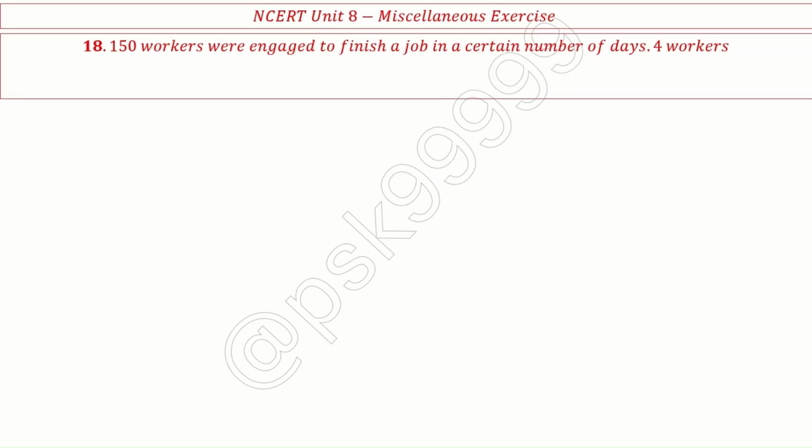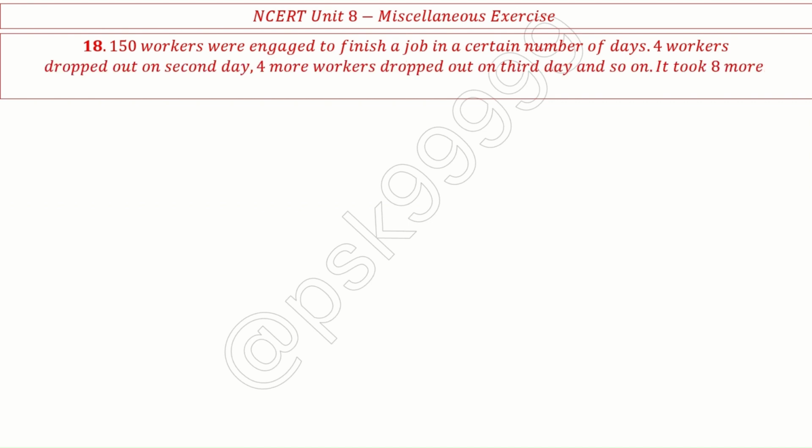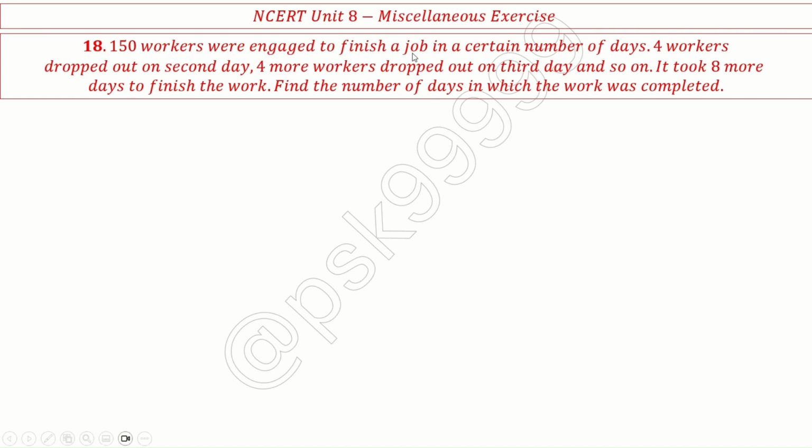150 workers are engaged to finish a job in a certain number of days. 4 workers dropped out on the second day, four more dropped out on the third day, and so on. It took 8 more days to finish. If 150 workers worked together, they would finish in n number of days. But if 4 workers are dropped every day, then it took n plus 8 days. This is what you need to understand from the question. Find the number of days in which the work was completed. What is n plus 8 is being asked. How many days this is completed.